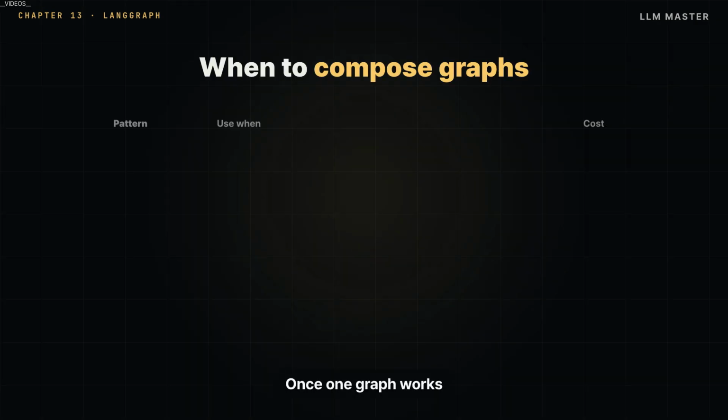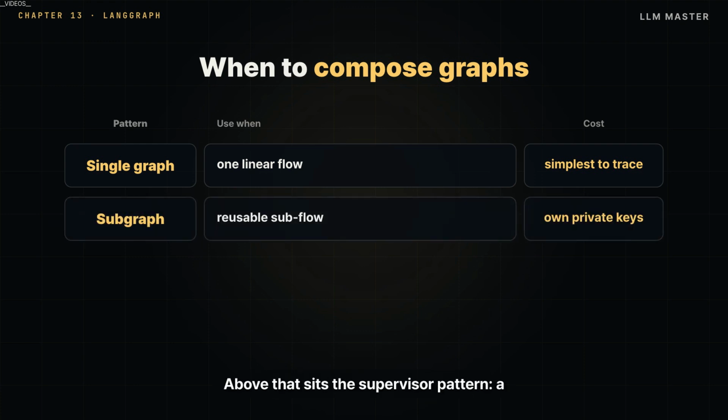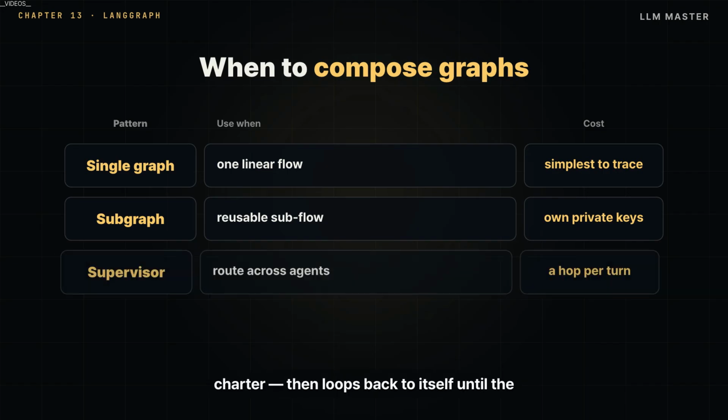Once one graph works, you want to compose several. There are 3 moves worth knowing. A subgraph is just a compiled graph used as a node inside a bigger graph. Great for a reusable subflow, and it can even keep its own private state keys that the parent never sees, as long as the shared keys line up. Above that sits the supervisor pattern. A central router node looks at the state and decides which specialist agent runs next. Researcher, coder, charter, then loops back to itself until the work is done.